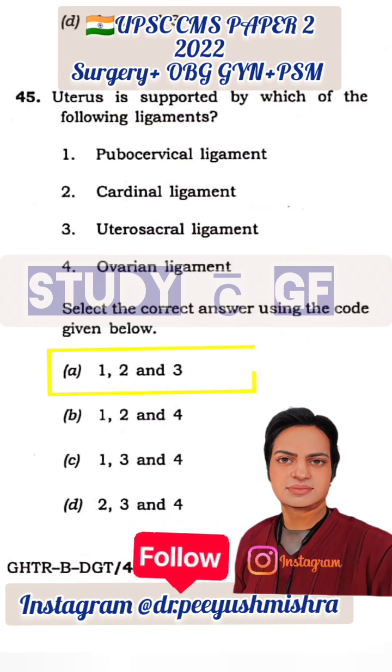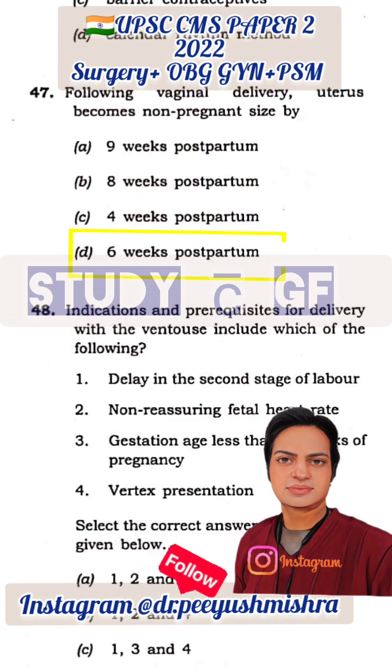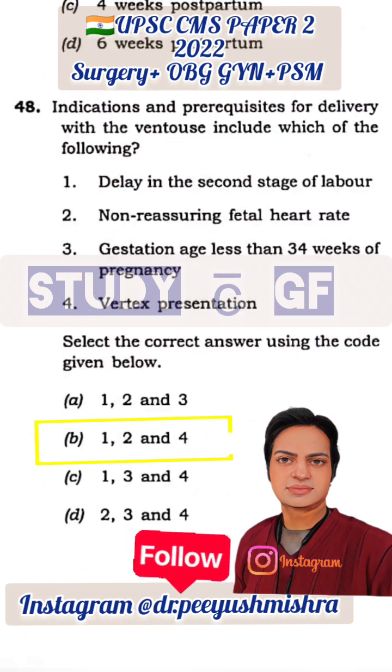Uterus is supported by pubocervical ligament, cardinal ligament, uterosacral ligament. Amongst the following, Pearl index is highest with calendar rhythm method. Following vaginal delivery, uterus becomes non-pregnant size by 6 weeks postpartum.